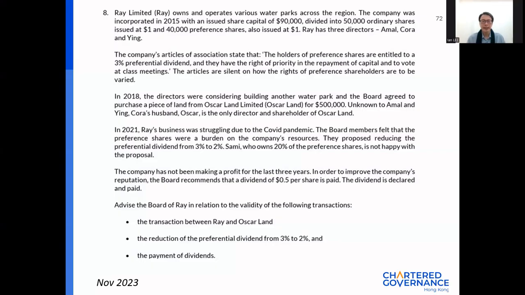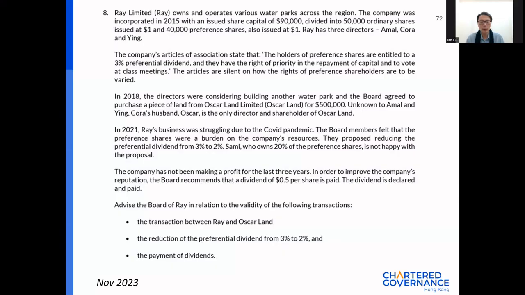So in 2018, the directors were considering building another water park and the board agreed to purchase a piece of land from Oscar Land Limited for $500,000. Unknown to Amal and Ying, Cora's husband, Oscar, is the only director and shareholder of Oscar Land Limited. So we have another transaction decided by the board of directors in which one of the directors, it would appear, is somehow connected to the party that will be selling the land to the company.